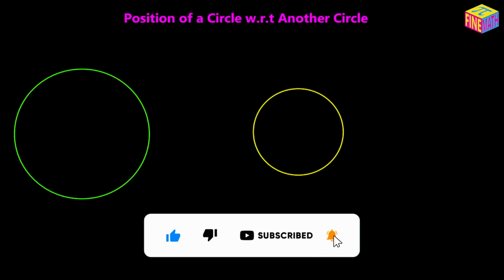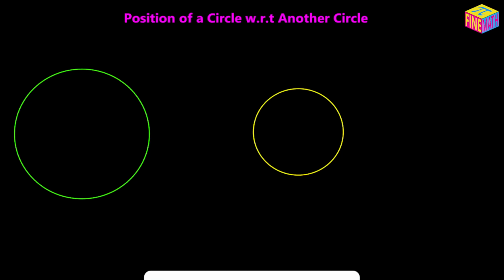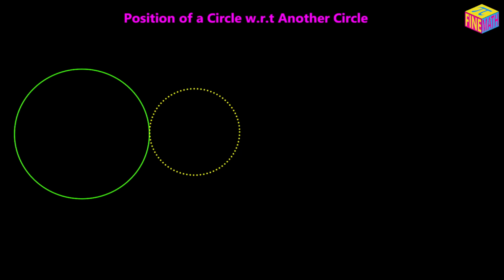Now if we bring the yellow circle a little closer to the green circle, then their relative position could be like this. Here the circles are actually touching each other externally. Now if we push the yellow circle even further towards the left side, then the positions could be like this, where the two circles would be intersecting each other. And then if we push the yellow circle a little further to the left, then their positions could be like this. They could be touching each other internally.